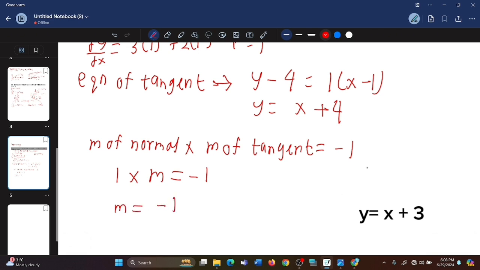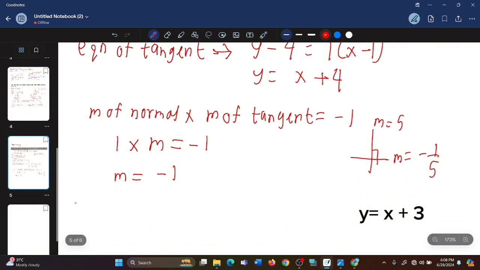Actually, in the case of two lines that are perpendicular to each other, the gradient of the perpendicular line is the negative reciprocal of the other. Like, if this line has a gradient of 5, the perpendicular line to this line should have a gradient of minus 1 by 5, the negative reciprocal. Whenever two lines are perpendicular to each other, the gradients are negative reciprocals of each other. So the gradient of the normal is minus 1.